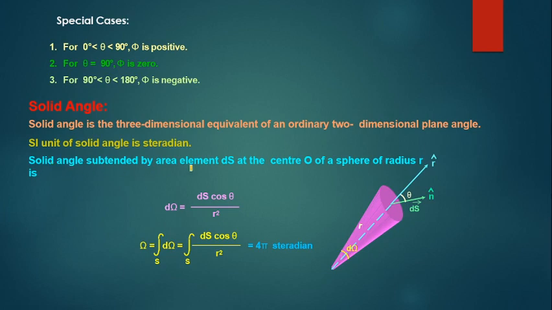This is the solid angle. The solid angle subtended by the area element ds at the center of a sphere of radius r is d omega equal to ds cos theta divided by r square, where r is the radius. The total solid angle omega equals the integration of d omega, equal to ds cos theta divided by r square. This equals 4 pi.